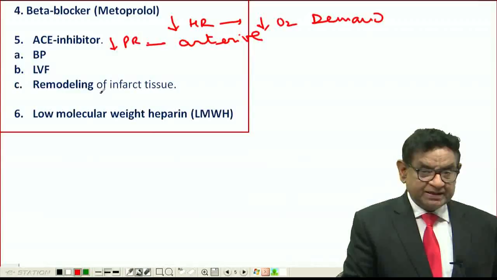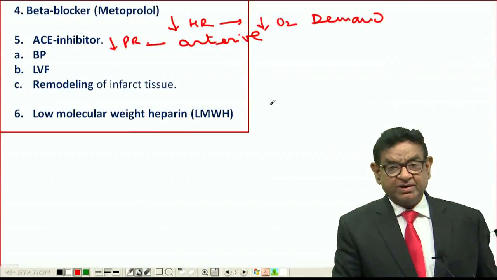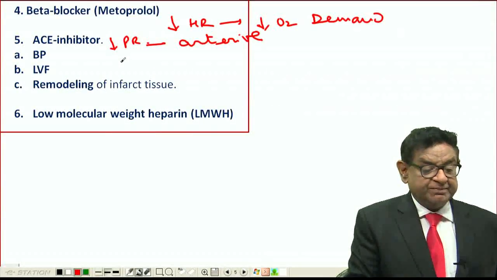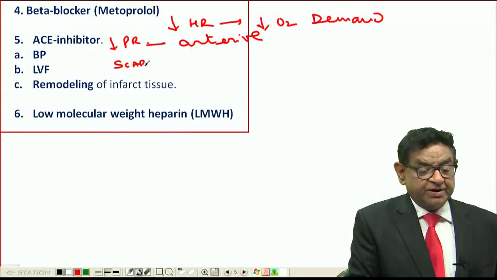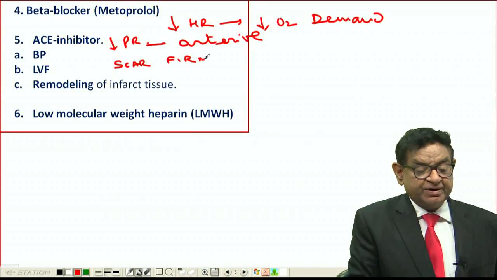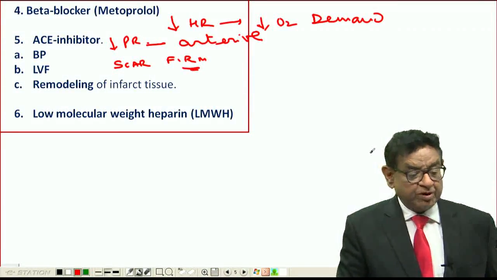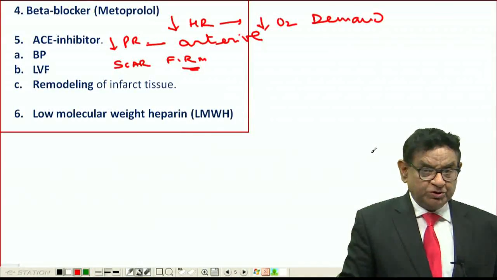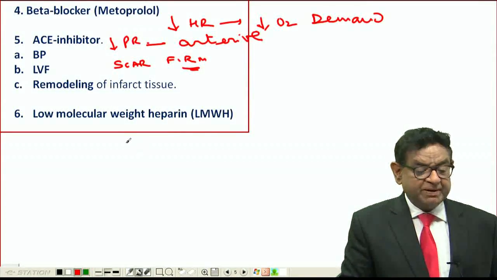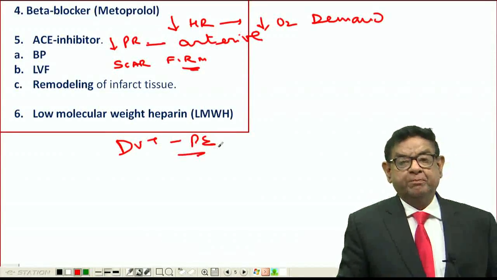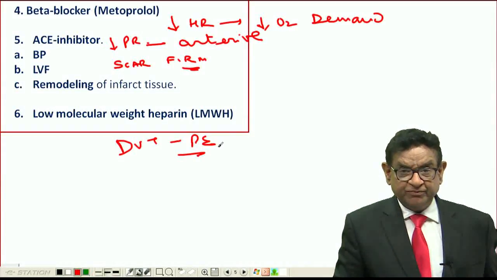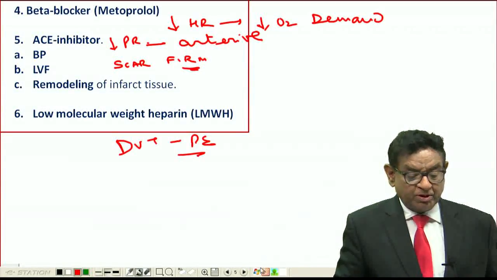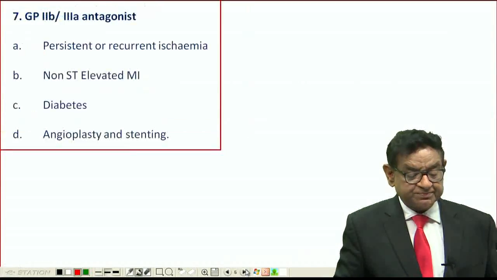But one more advantage in acute MI, it helps in infarct remodeling. This way, it makes the scar tissue very firm. So in that way, it prevents rupture of the myocardium. We also use low molecular weight heparin. It is mainly a preventive drug for deep vein thrombosis. Otherwise, it can lead to pulmonary embolism, which can add to the problem of myocardial infarction.